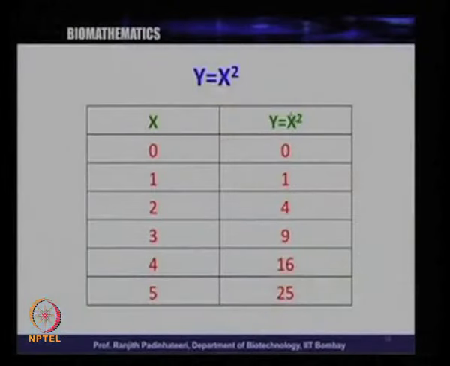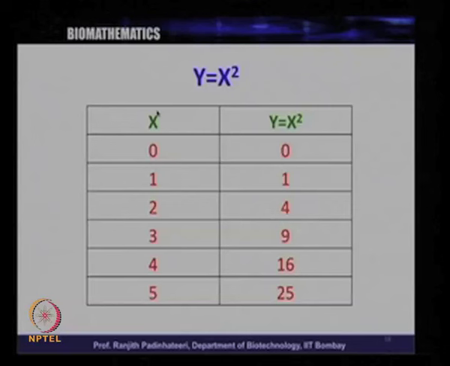Now that we understand the linear function, let us try to understand the next case, which is a quadratic function. Once we understand y equal to x, the next simplest thing is y equal to x square. So, let us go to the case y equal to x square and have a look at the table. When you say y equal to x square, what does it mean?